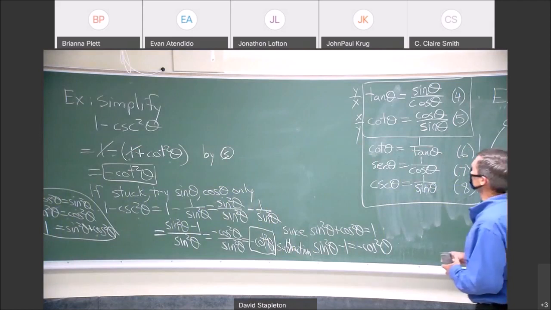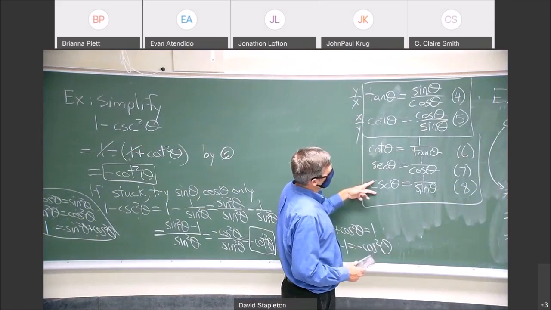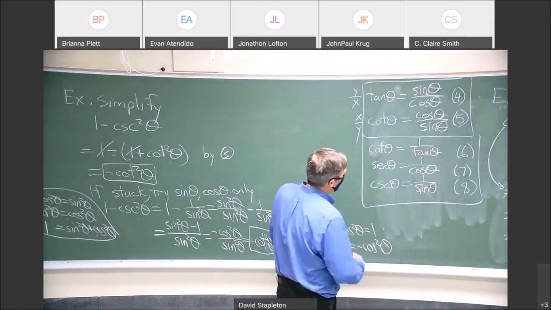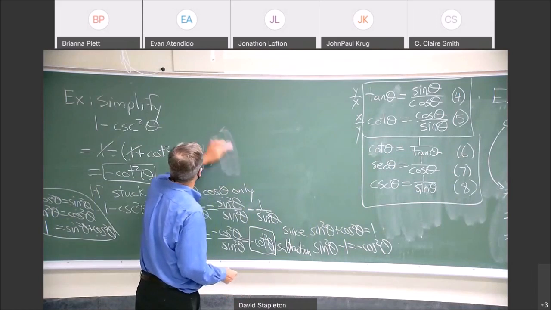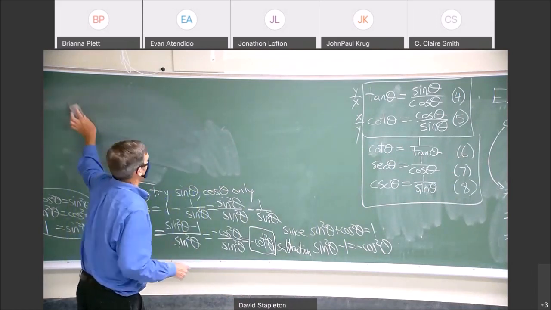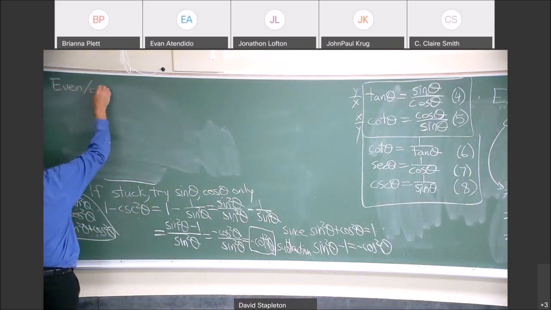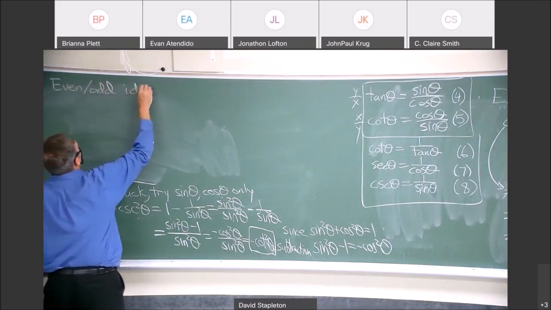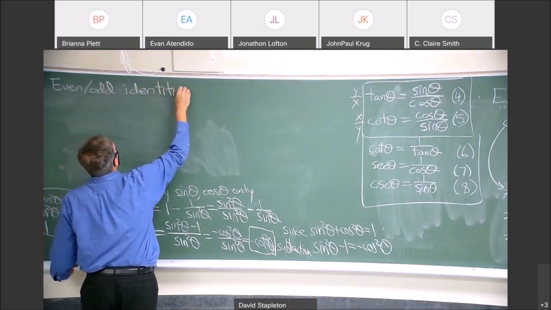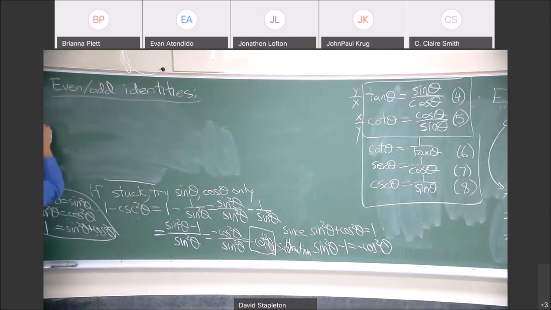All right, so that's our identities so far. We have quotient identities, we have reciprocal identities, 3 more just like this, and we have the Pythagorean identities. What else can we do besides that? There's also some even and odd identities. And the even odd identity can be proved with the unit circle also. This is worth doing a proof because it's really short. And again, it helps you remember.